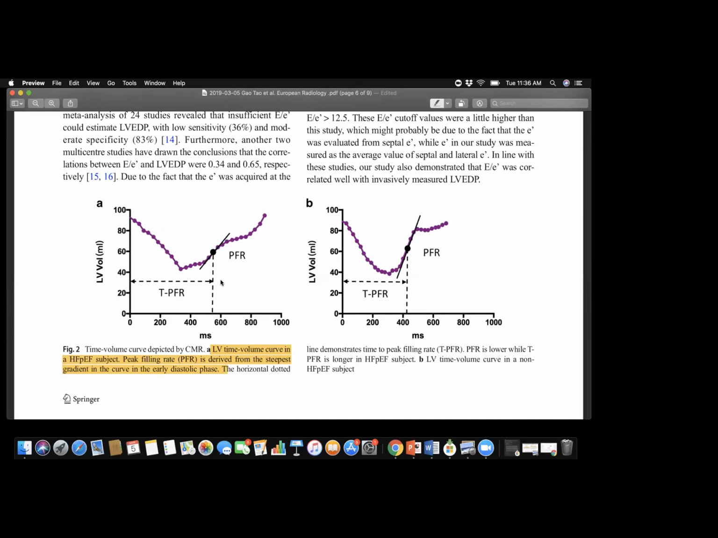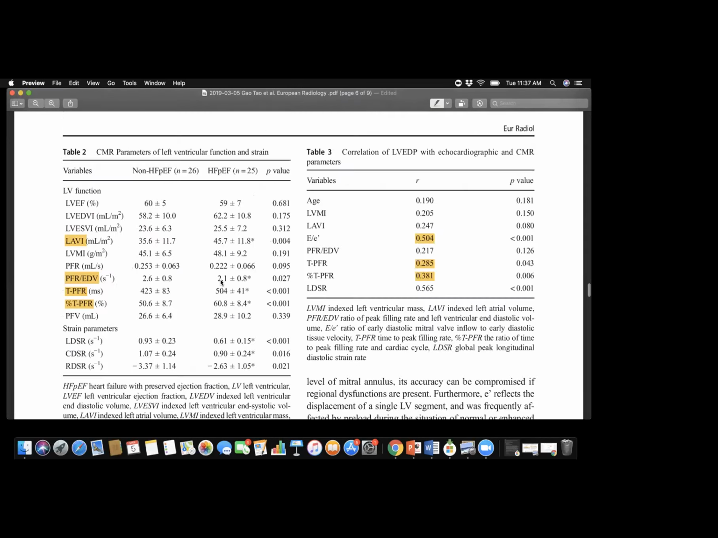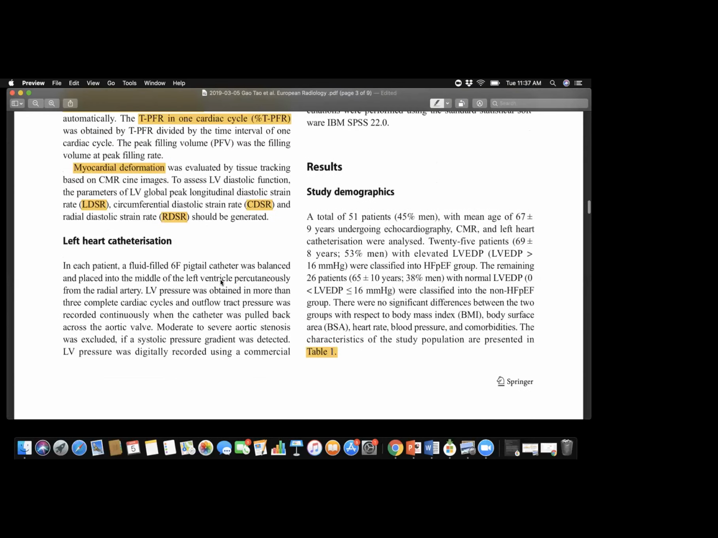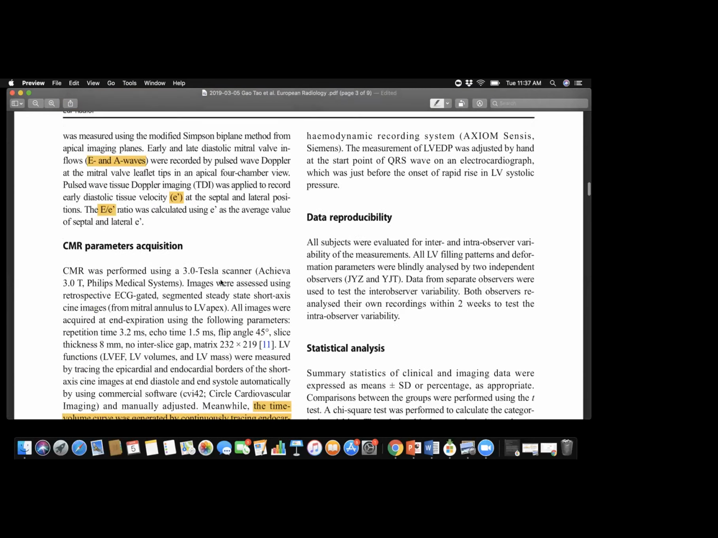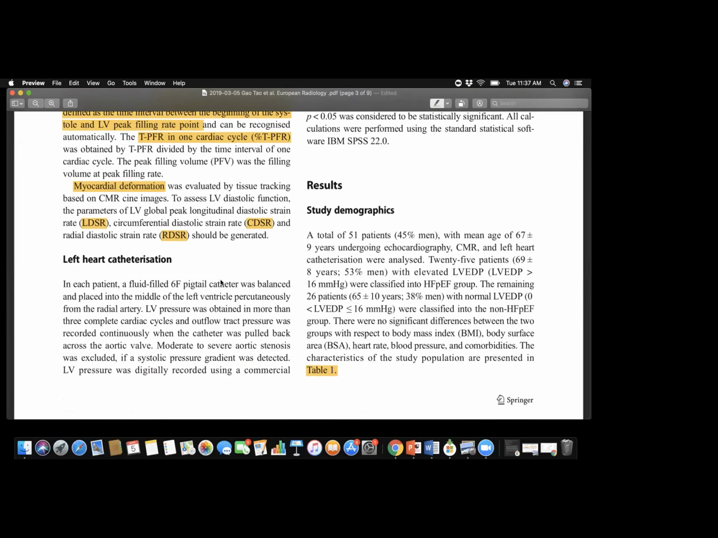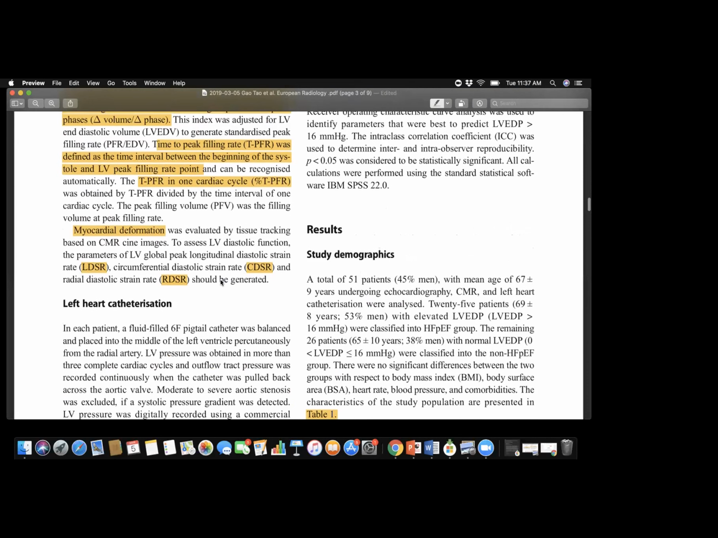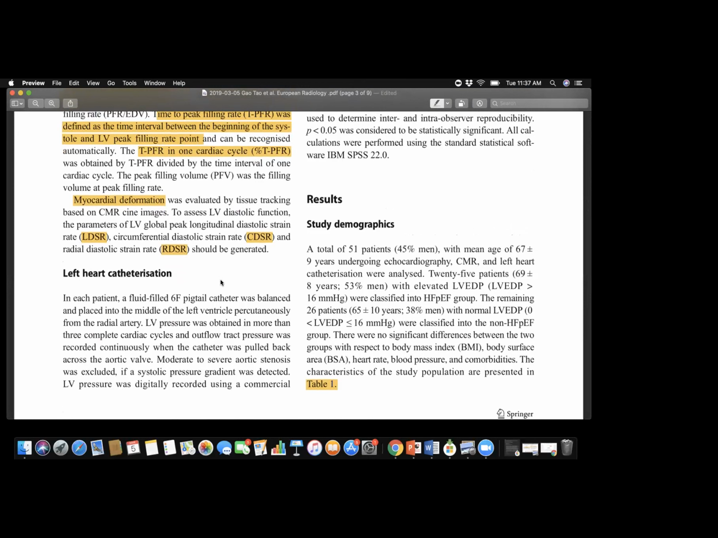So these were a few of the diastolic parameters. PFR, time to PFR, percentage to PFR were also assessed. So let me go back to the method section again. And also everybody, so echo, CMR, and in addition to these diastolic parameters, strain was also assessed. The myocardial deformation, radial strain, circumferential strain rate, and longitudinal strain rate.